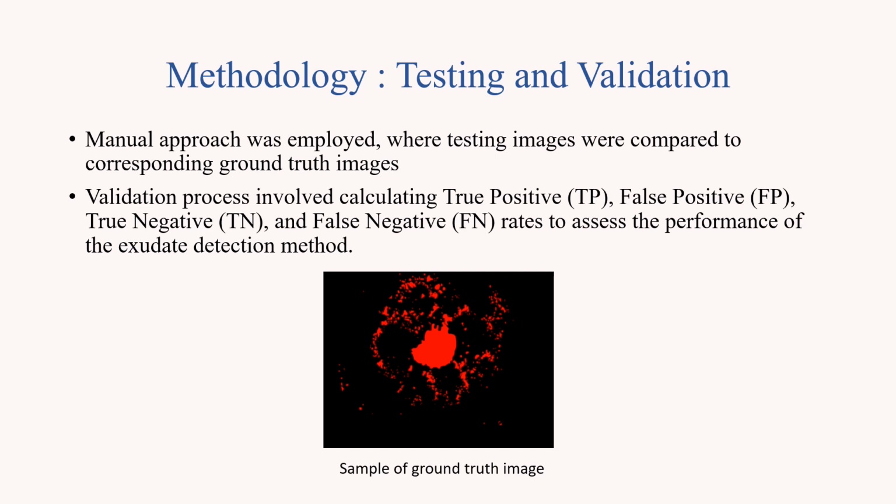We employ a manual approach to testing, where testing images were compared to corresponding ground truth images. The validation process involved calculating true positive, false positive, true negative, and false negative rates to assess the performance of the exudate detection method.